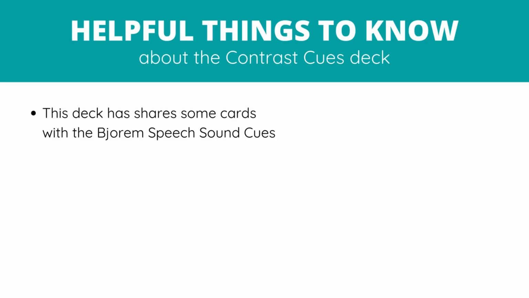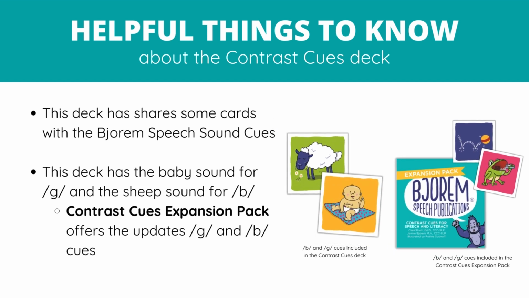Here are some helpful things that you might want to know about the Contrast Cues deck. First, this deck, like we mentioned before, does share some cards with the Bjorem speech sound cues. This deck also, as of this date, has the baby sound for G and the sheep sound for B. If you want the most updated or recent sounds, you can purchase the Contrast Cues expansion pack, which will give you the current versions of the B and G sounds, so the bouncing ball sound and the gulping sound.